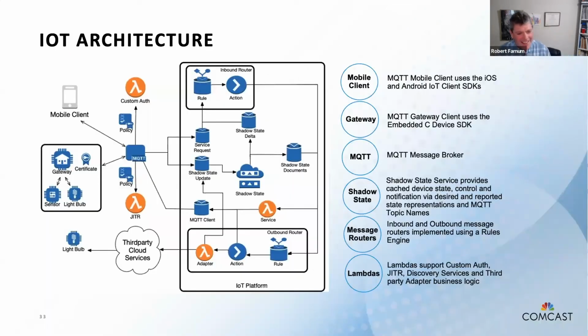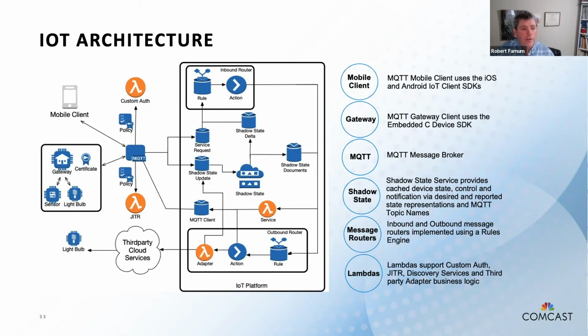And I know this is a busy slide, but at the heart of this, we utilize AWS and serverless technology, with AWS IoT Core at the heart of our architecture. On the left side, you can see we have the mobile client, and it has a connection to the MQTT message broker. It has gone through custom authorization, and we have a policy that's been generated that allows that mobile client to connect, publish, subscribe, and receive messages to our IoT platform.